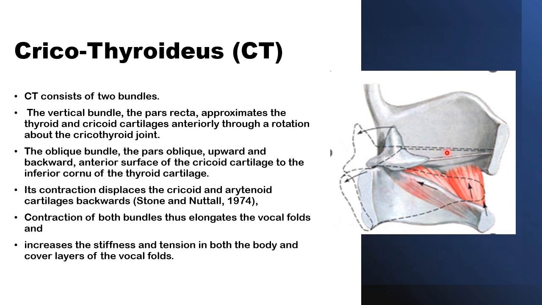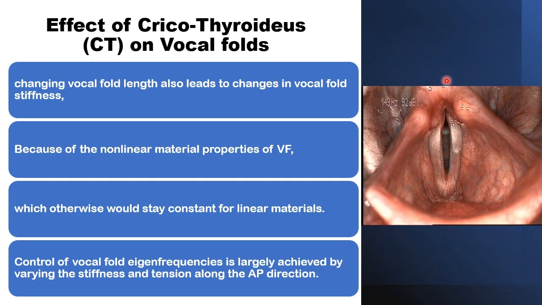This would lead to a stretching of the vocal folds, increasing the length of the vocal fold, and also increasing the stiffness and the tension in both the vocal fold body and also the cover layer of the vocal folds. The effect of the cricothyroideus on the vocal fold fundamental frequency depends on a special physical property of the vocal fold, in that it has a nonlinear material stiffness.